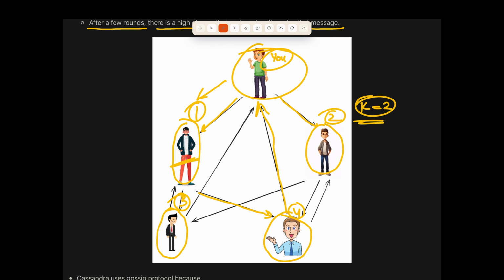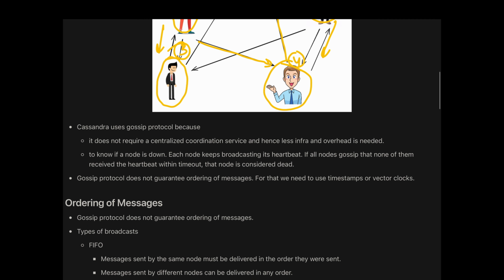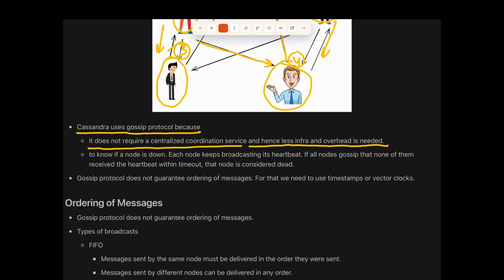then it traveled to 2 other friends, then from those friends it traveled to other friends. After a certain amount of time, there is a high chance that every node has that information. So this is the concept of gossip protocol. Now Cassandra uses gossip protocol because it does not require a centralized coordination service or orchestration service, and hence less infrastructure and overhead is needed.